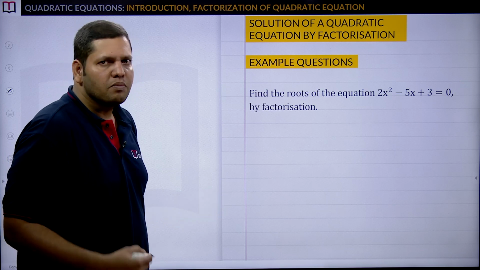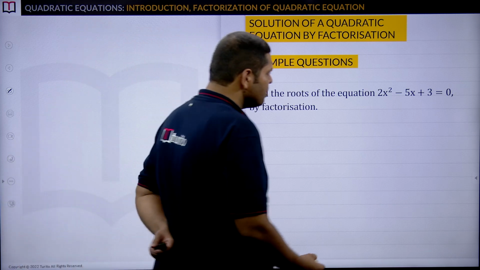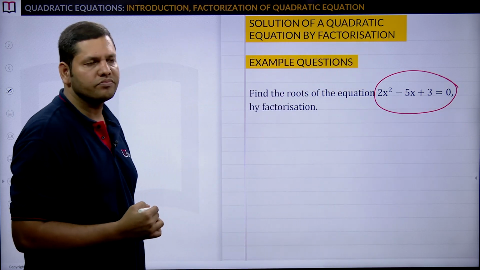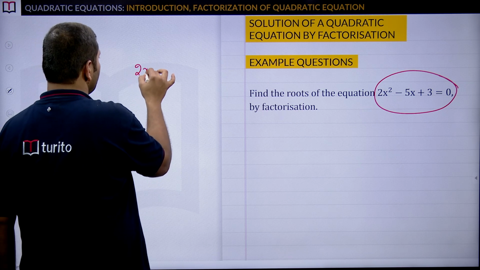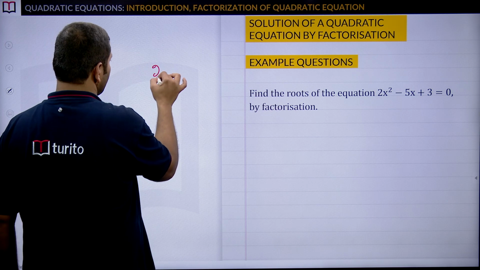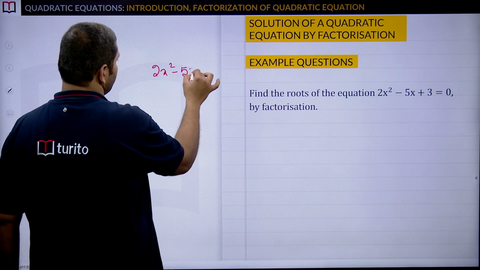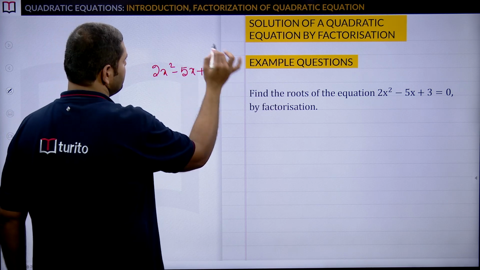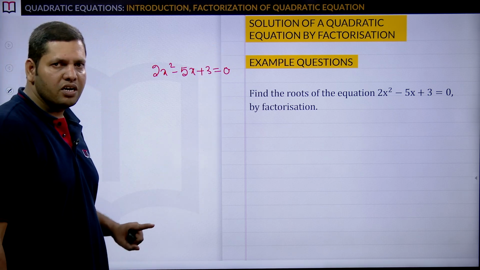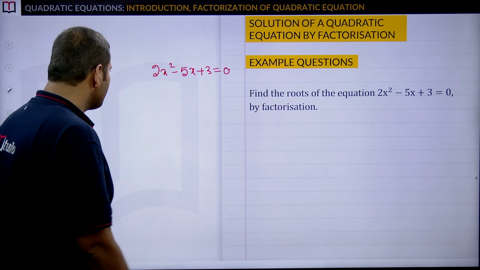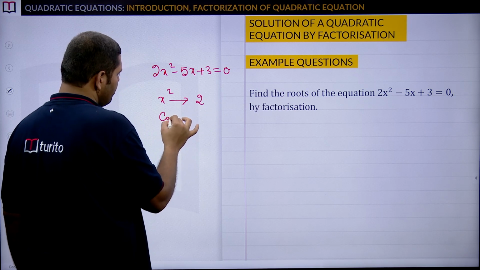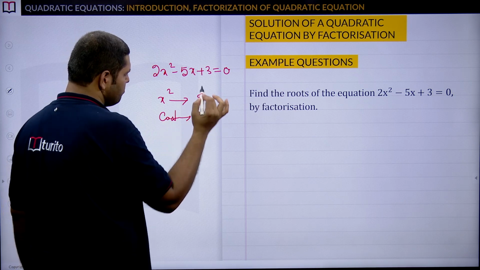Now children, first I am taking a small example question. What is the given equation, children? 2x square minus 5x plus 3 equal to 0. Children, first step, take the x square coefficient and take the constant. The x square coefficient is what, children, here? The x square coefficient is 2, and what is the constant? This is 3.